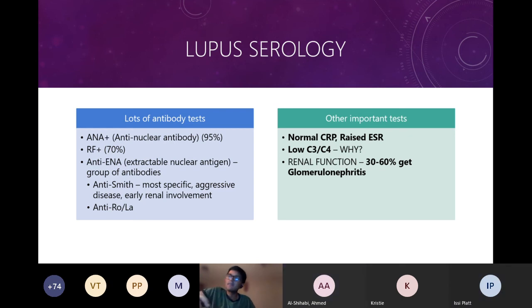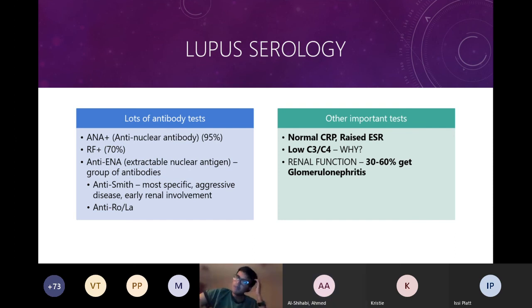So lupus serology is kind of complicated compared to the other things. There's loads of antibody tests and other important tests that you're going to do. Can someone type out some antibodies that you might do for lupus? What is the commonest antibody that you're going to test for in lupus? Yes, ANA, which stands for anti-nuclear antibody. Double-stranded DNA also. Anti-Smith is another one. ANA is the most sensitive test. 95% of people with lupus will be ANA positive. Most rheumatologists say that if you don't have ANA, you're unlikely to have lupus.